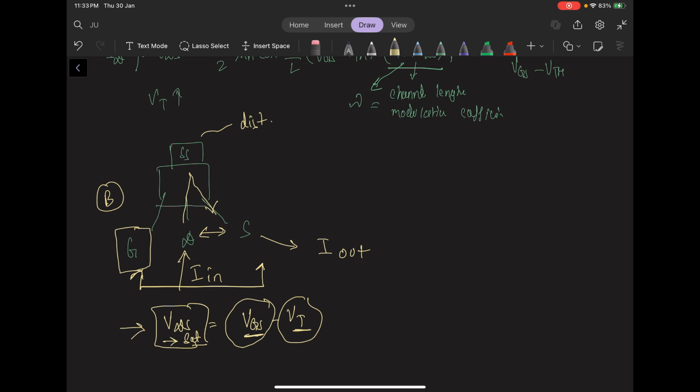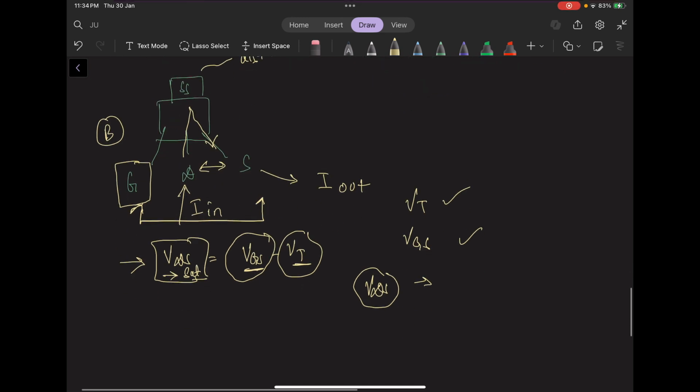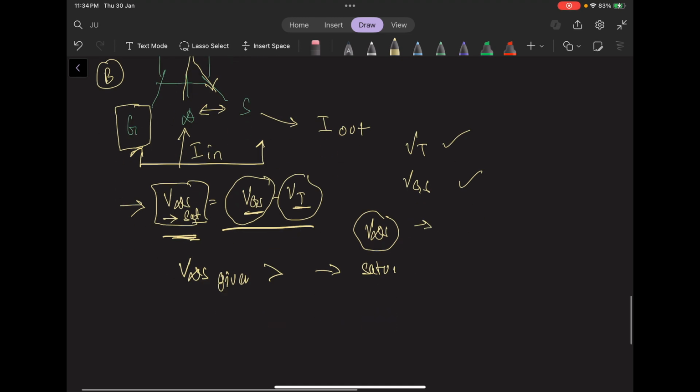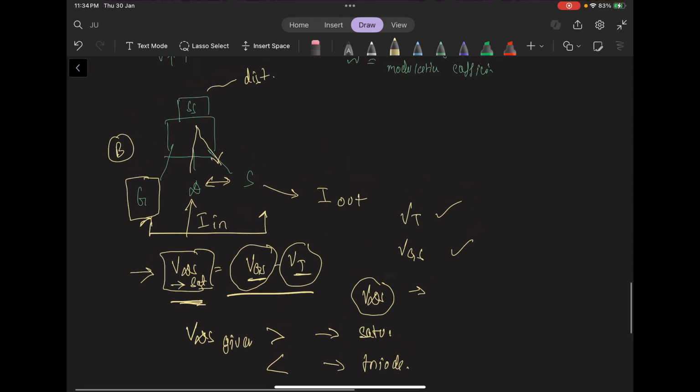Generally, VT will be given to you and VGS will also be given to you. Then you would be asked, for a given VDS, will the MOSFET conduct electricity or not, and if it does, where it will work. So whatever VDS saturation value you get through this, you can simply compare with the given VDS value. If the given value is greater, then it will work in the saturation region, and if it is lesser, then it will work as a triode. So that is how MOSFETs work in circuits.